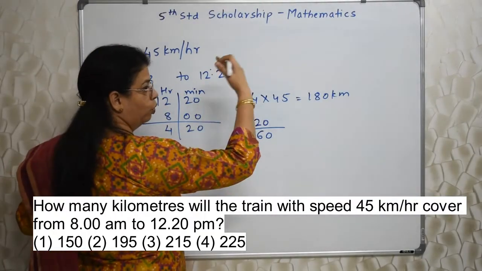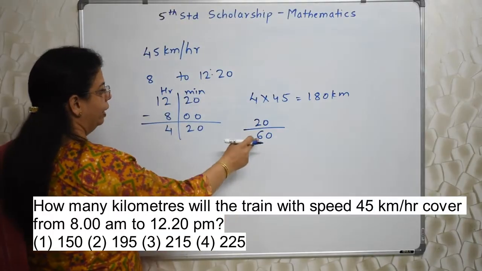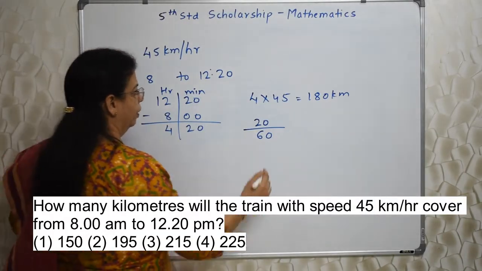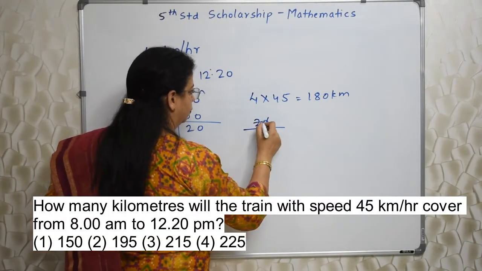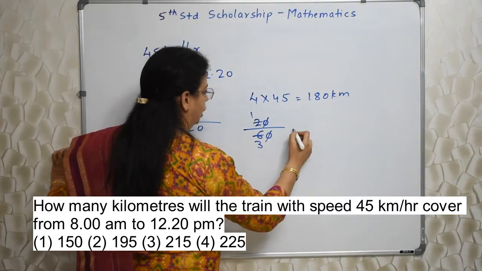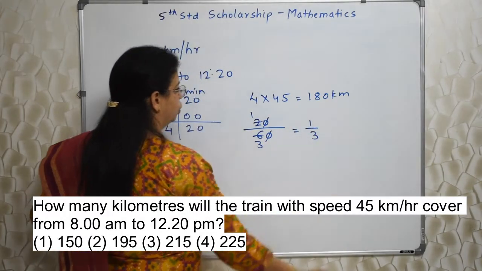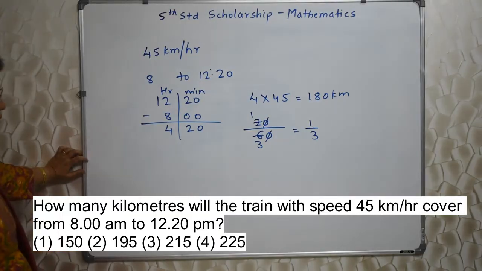So if we want to convert minutes into hours, what should we do? We divide that by 60. That is what I am doing. 1 0 gone. 2 1s are 2, 3 2s are 6. So 1 upon 3 hour.